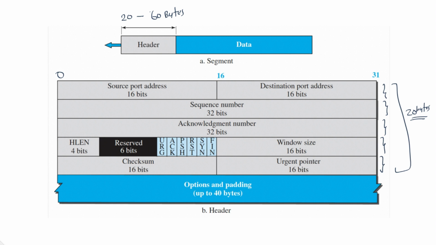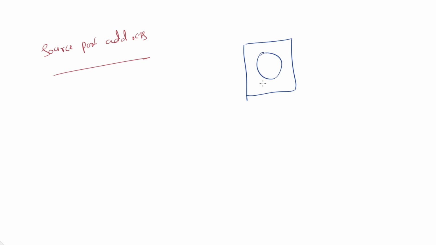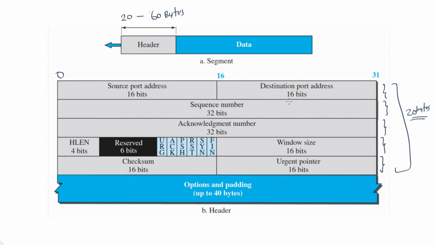One is the source port address. Now the source port address is used to communicate within the host, like which process is running this particular program. So suppose this is the host, and within this host, this process has made some request using TCP. So this source port number is basically able to identify which process has made the request. If I'm sending some data or receiving some data, then these source and destination port numbers are useful.